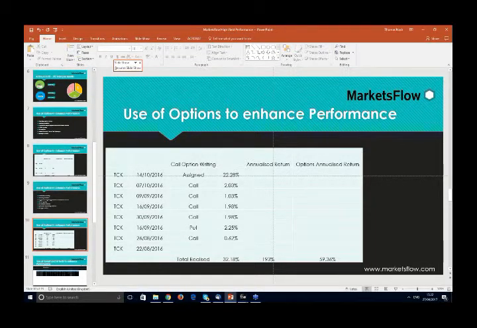But I think the key here was that we weren't just simply holding on to a position which was rising in value. We were collecting premiums, and our account was growing whilst we hadn't realized the profits.